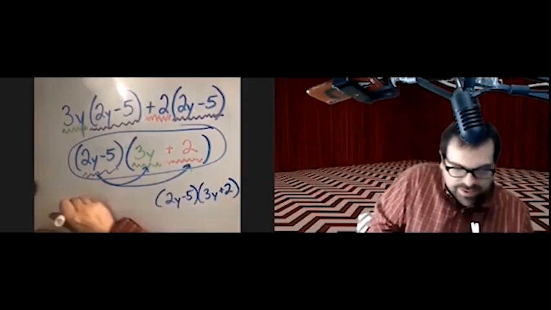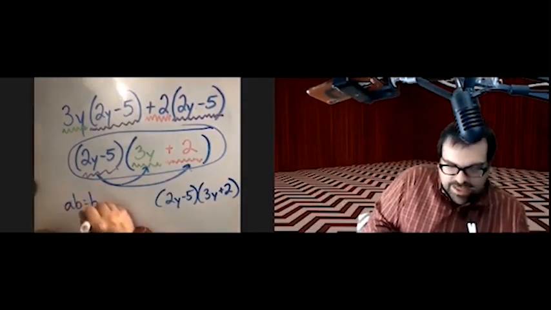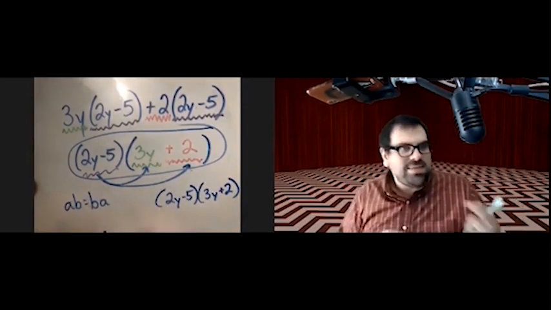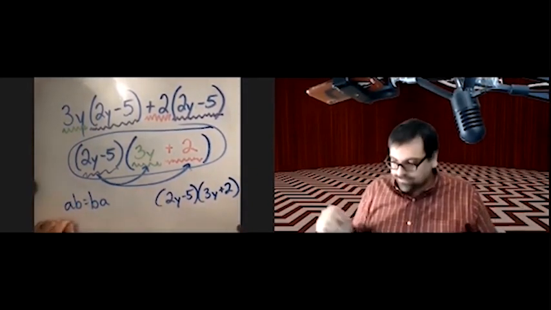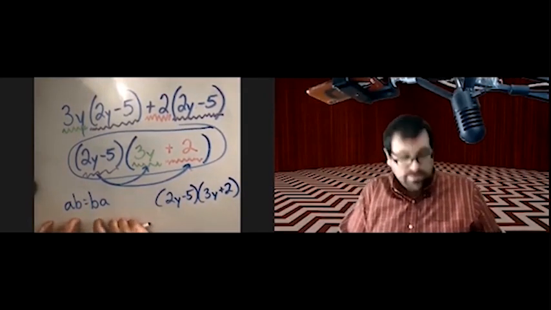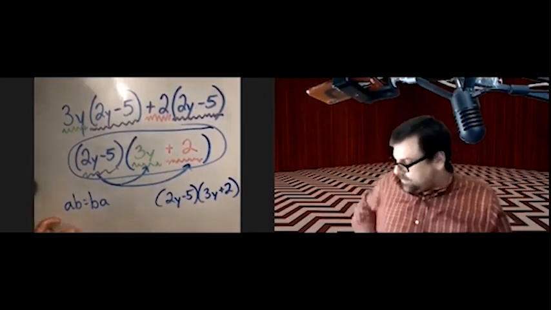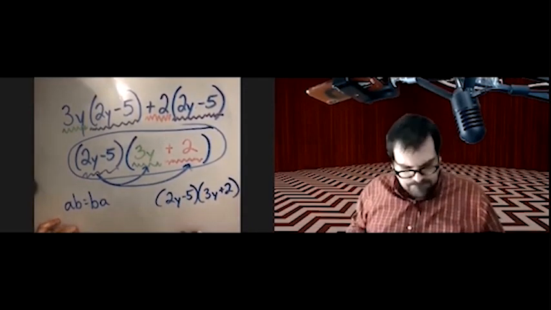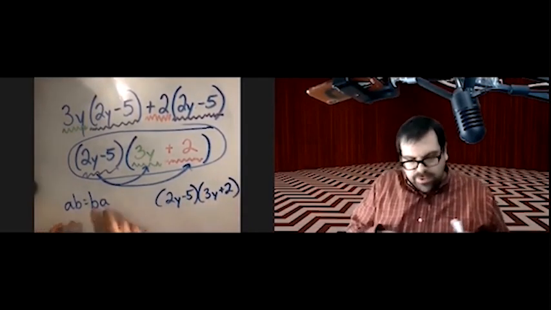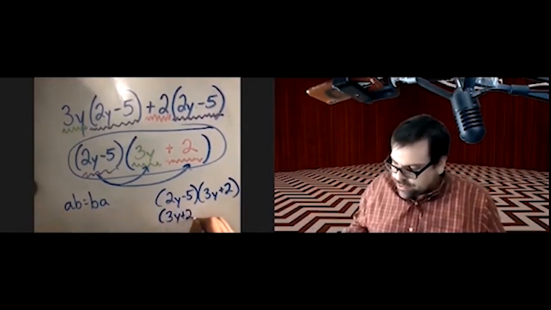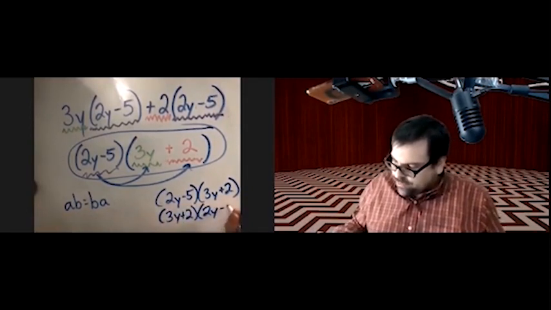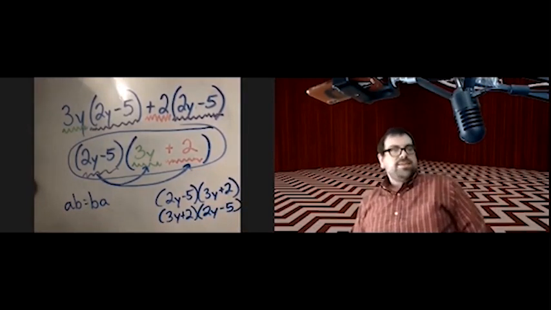Why? Well, because a times b is the same as b times a. That's the name of the game. That was an ABBA joke. Okay. So we can switch the order. This could also be written as 3y plus 2 times 2y minus 5. These both mean the same thing.